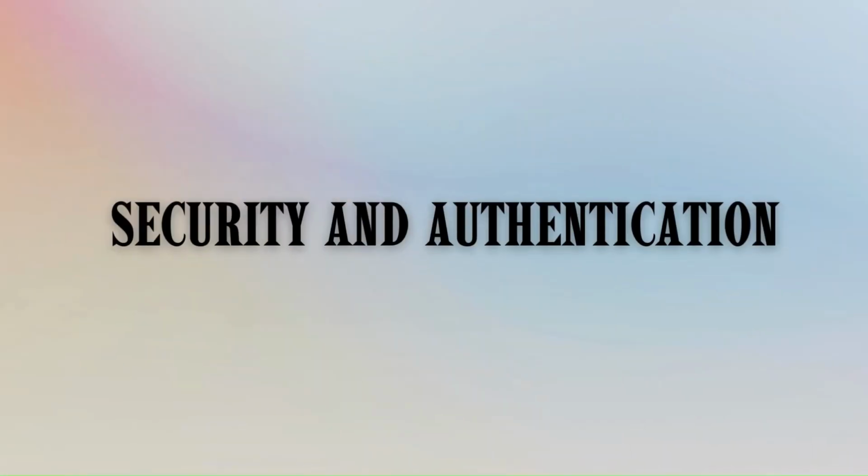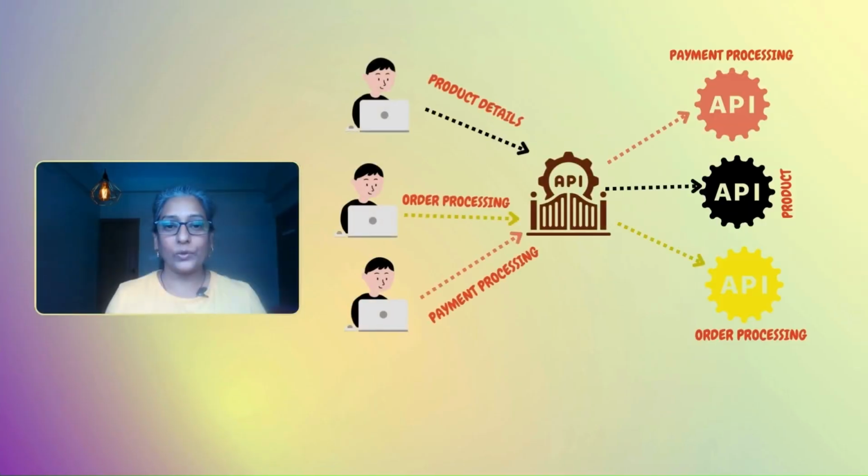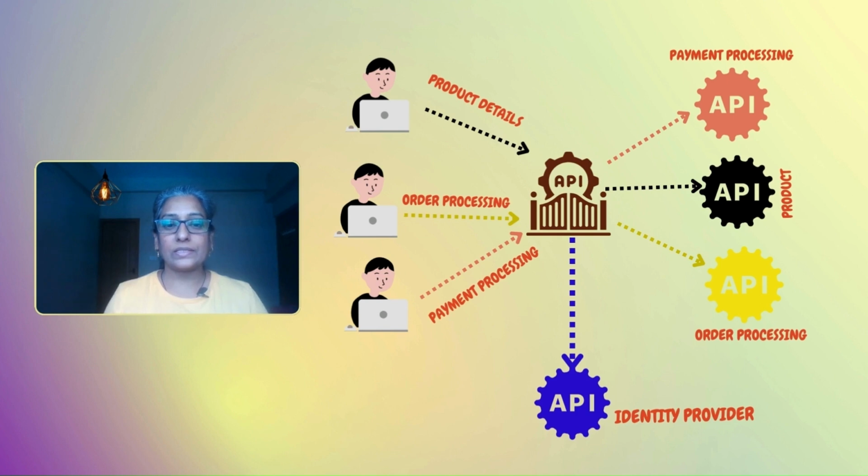Security and authentication. Securing individual services can be challenging and resource intensive. API gateway centralizes authentication and authorization. It manages the security protocols centrally and ensures secure communication between clients and services.